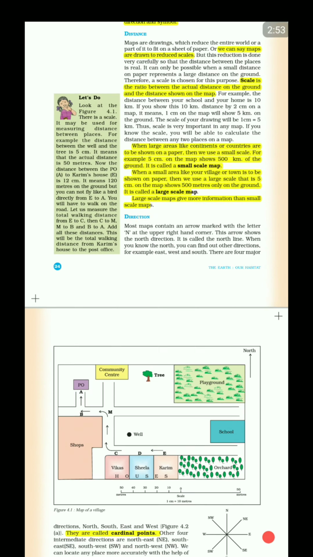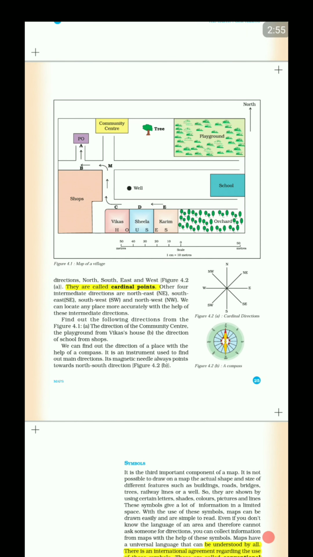Then is the direction. Important point to again learn here. That was the third point to learn. What are the cardinal points? The cardinal points are north, south, east, and west. These are known as the cardinal points.